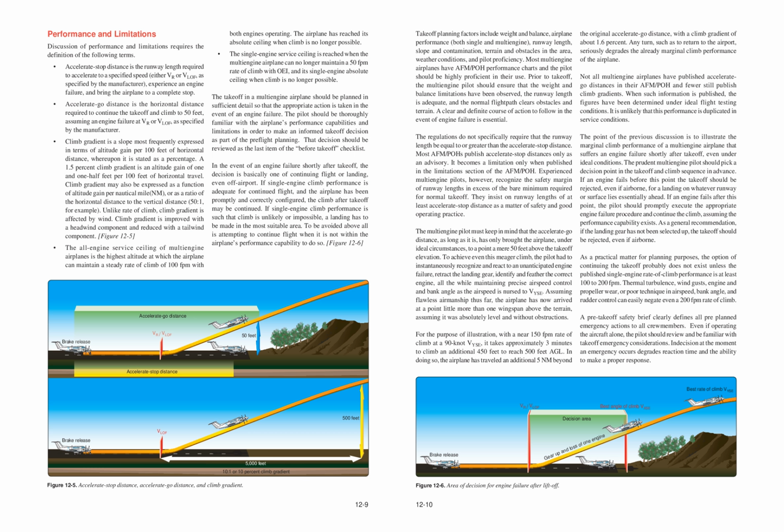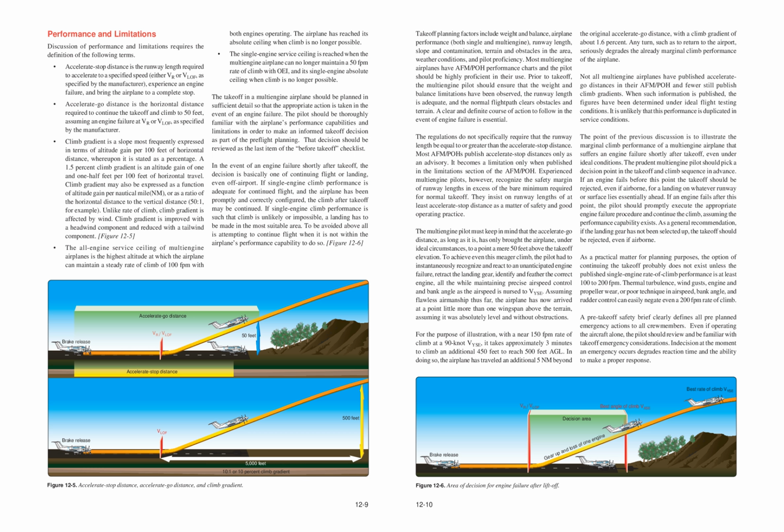Figure 12-6. Accelerate-go distance, accelerate-stop distance, and climb gradient: brake release, VR/VLOF, 50 feet, 5,000 feet, 10:1 or 10% climb gradient, 500 feet. Takeoff planning factors include weight and balance, airplane performance, both single and multi-engine, runway length, slope and contamination, terrain and obstacles in the area, weather conditions, and pilot proficiency.